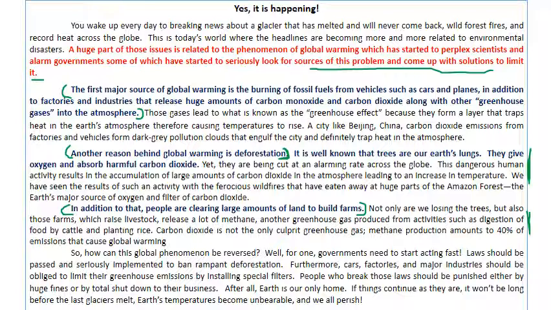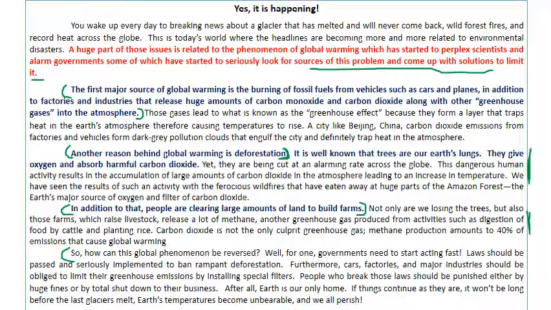And then here, I wrote the solutions at the end. So how can this global phenomenon be reversed? I provided plausible solutions. Well, for one, governments need to start acting fast. Laws should be passed and seriously implemented to ban rampant deforestation. Cars should be obliged to limit their greenhouse emissions, along with factories and major industries.